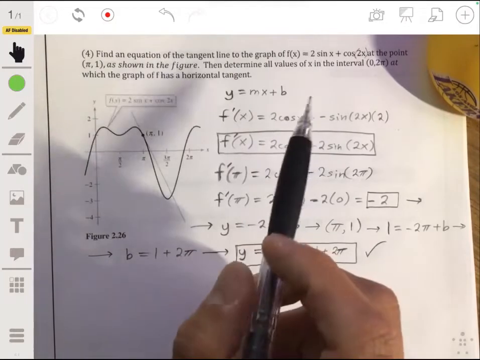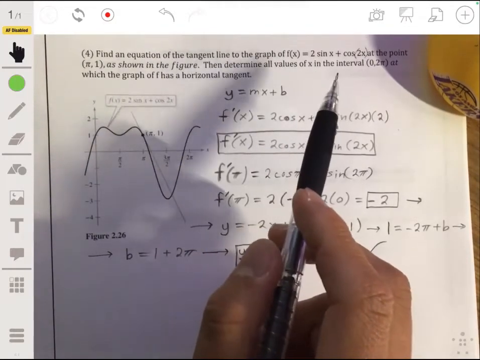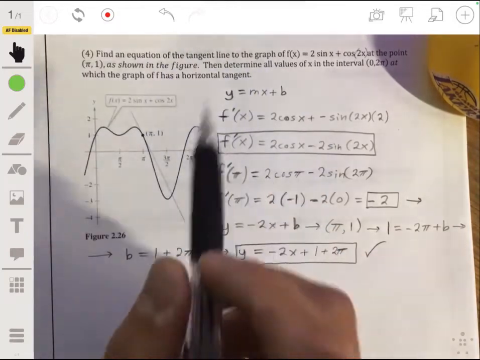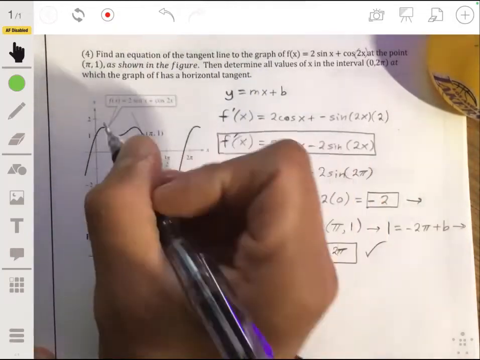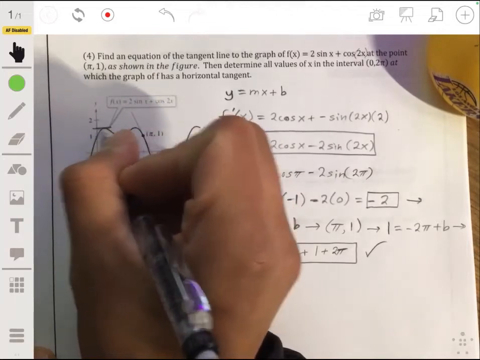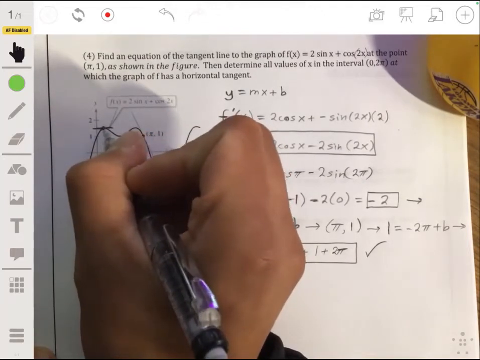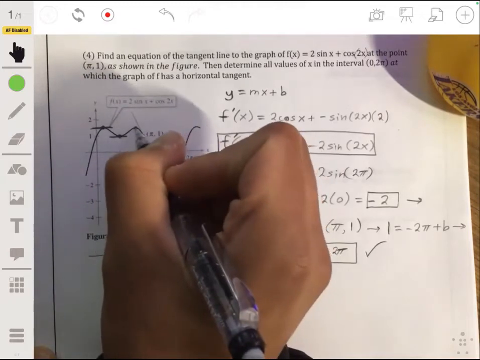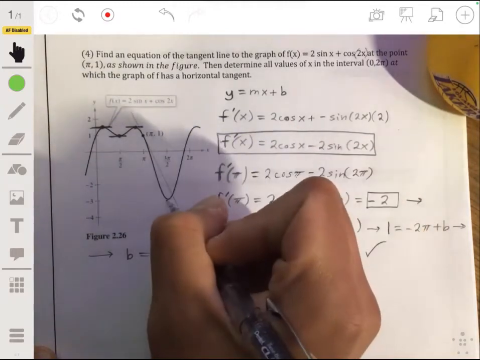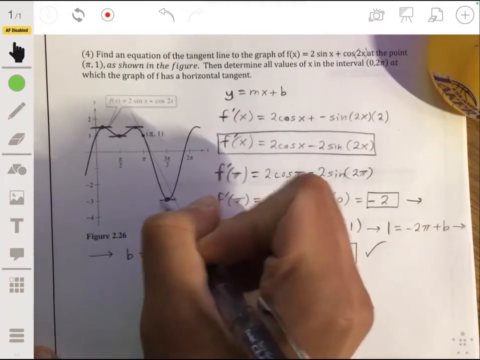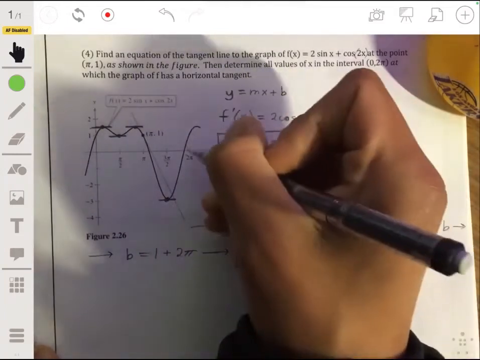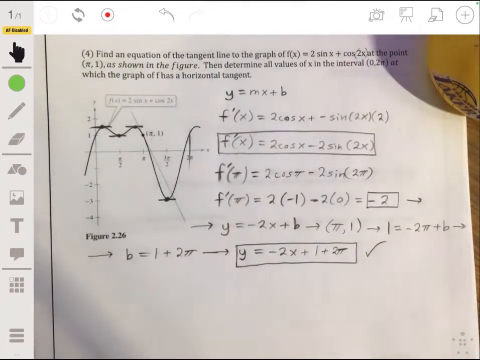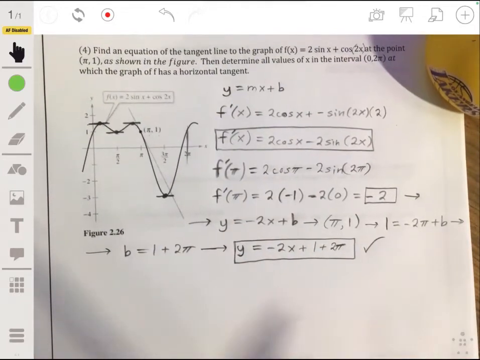All right, now the next thing this problem is asking for is to find the x coordinates of the points where the graph has horizontal tangents. So horizontal tangents would be like over here, another one over here, another one over here, and another one over here, because we're only looking at the interval from 0 to 2 pi, so we don't have to go anywhere past this. So it looks like we're going to have 4 points that we have to find.